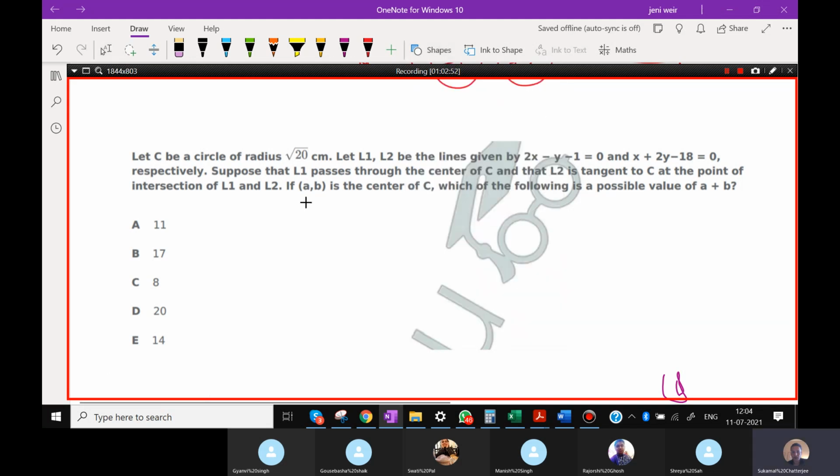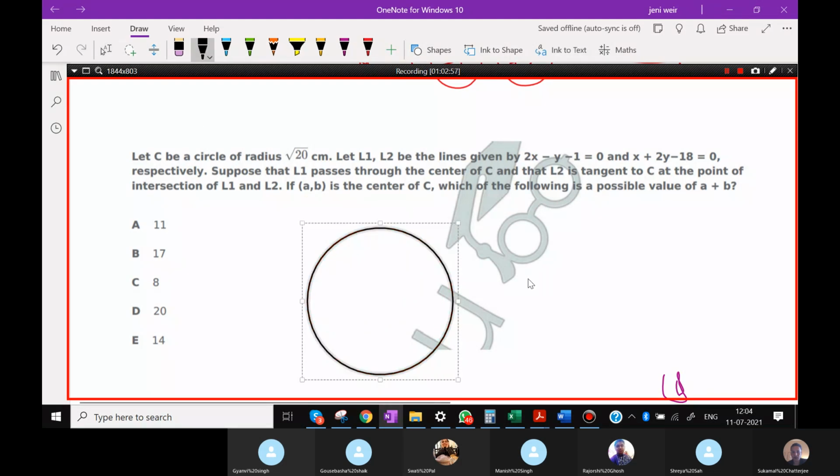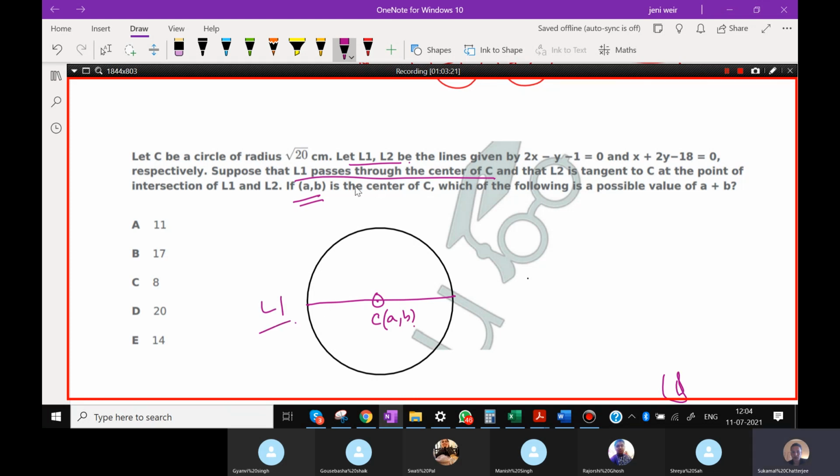We first draw the circle here. And we are given two lines, L1 and L2. L1 passes through the center of C. That means L1 is the diameter. And center of C is (a, b). This is L1. And L2 is a tangent to C at the point of intersection of L1 and L2. So this would be tangent here. This would be my tangent here.